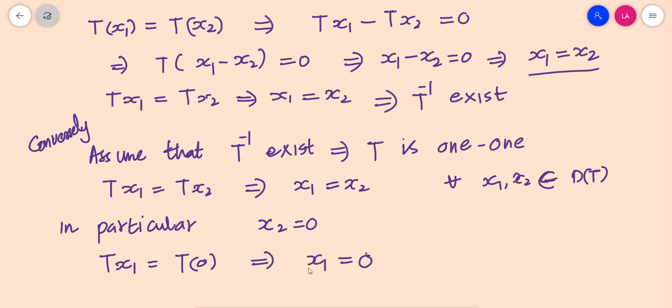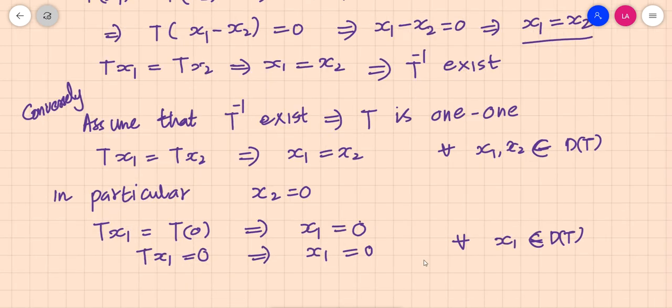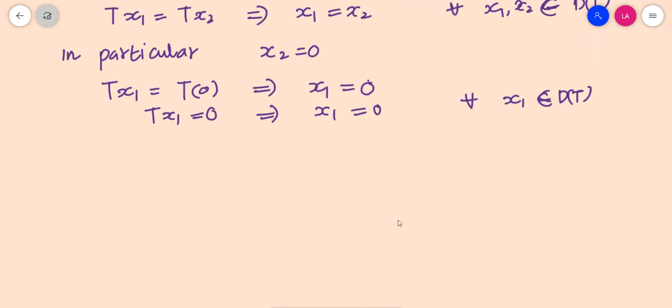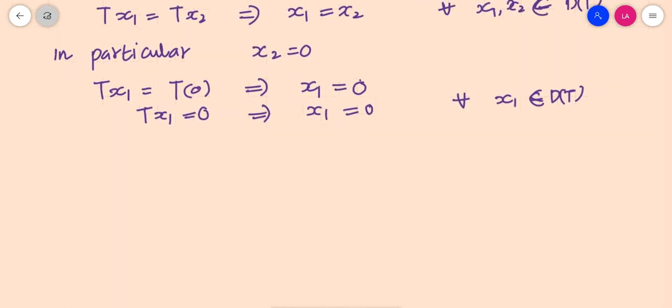We know that T is a linear transformation, which means T of 0 is equal to 0. So T of x1 is equal to 0 implies x1 is equal to 0 for all x1 belongs to D of T, which implies T of x is equal to 0 implies x is equal to 0 for every x element of the domain. So we have proved that whenever T inverse exists, then T of x is equal to 0 implies x is equal to 0, which establishes the first criterion, that is, T of x is equal to 0 implies x is equal to 0 if and only if T inverse exists.